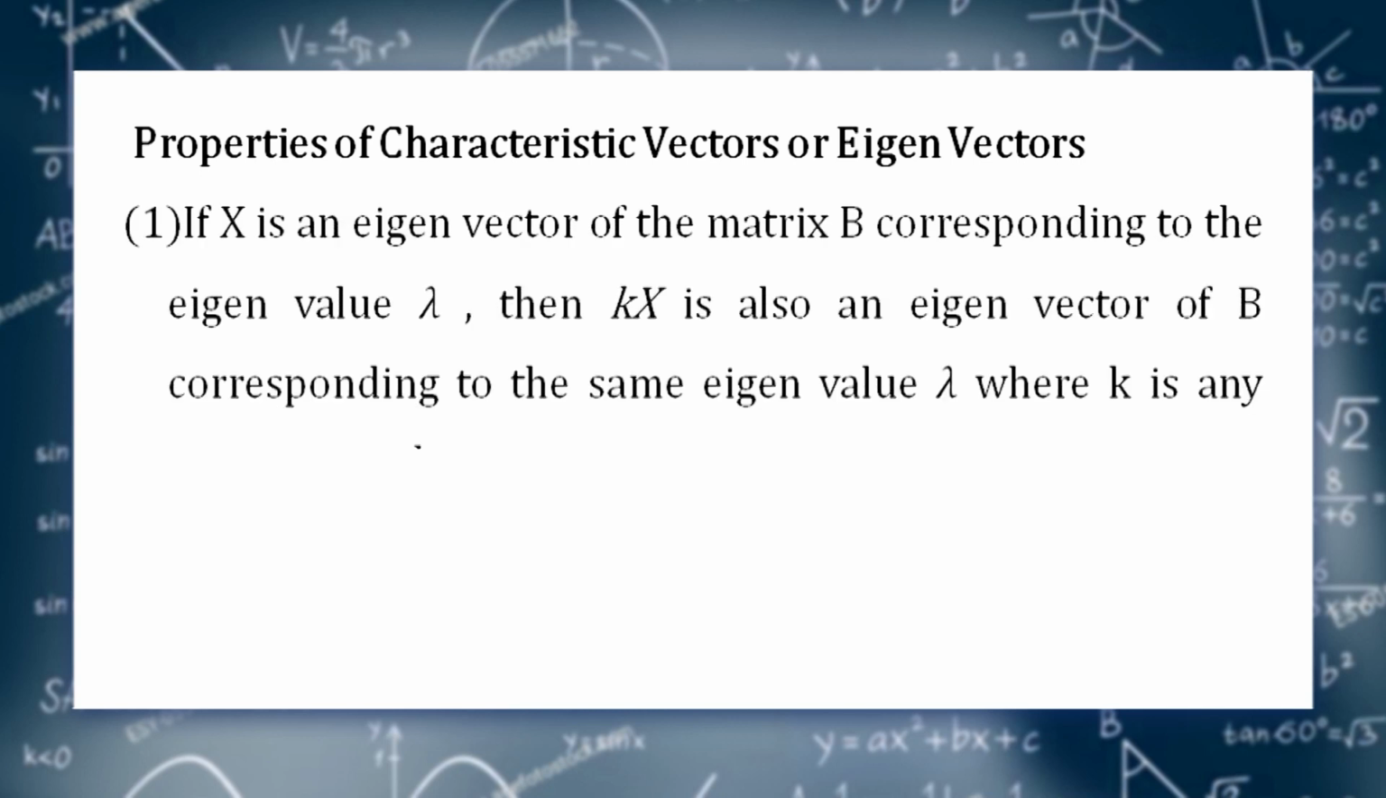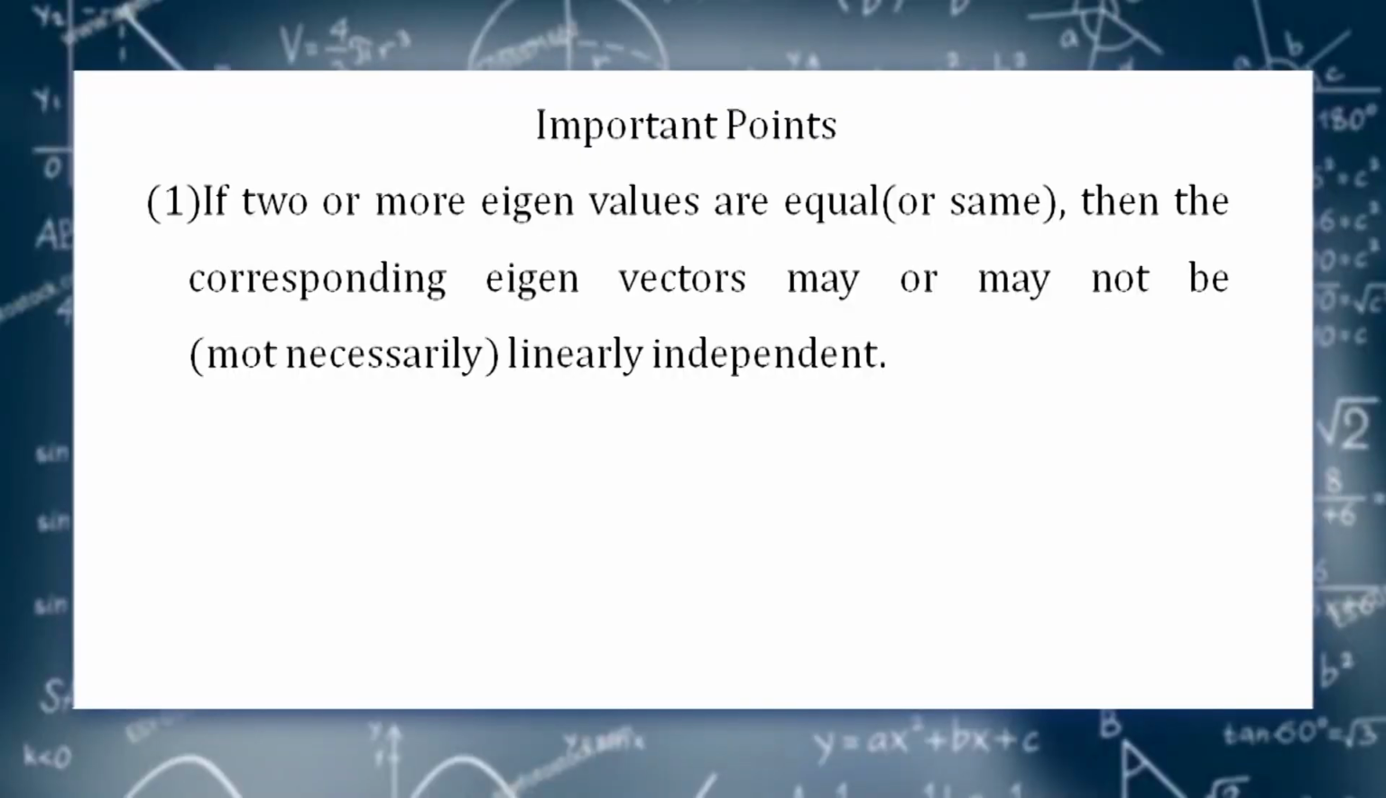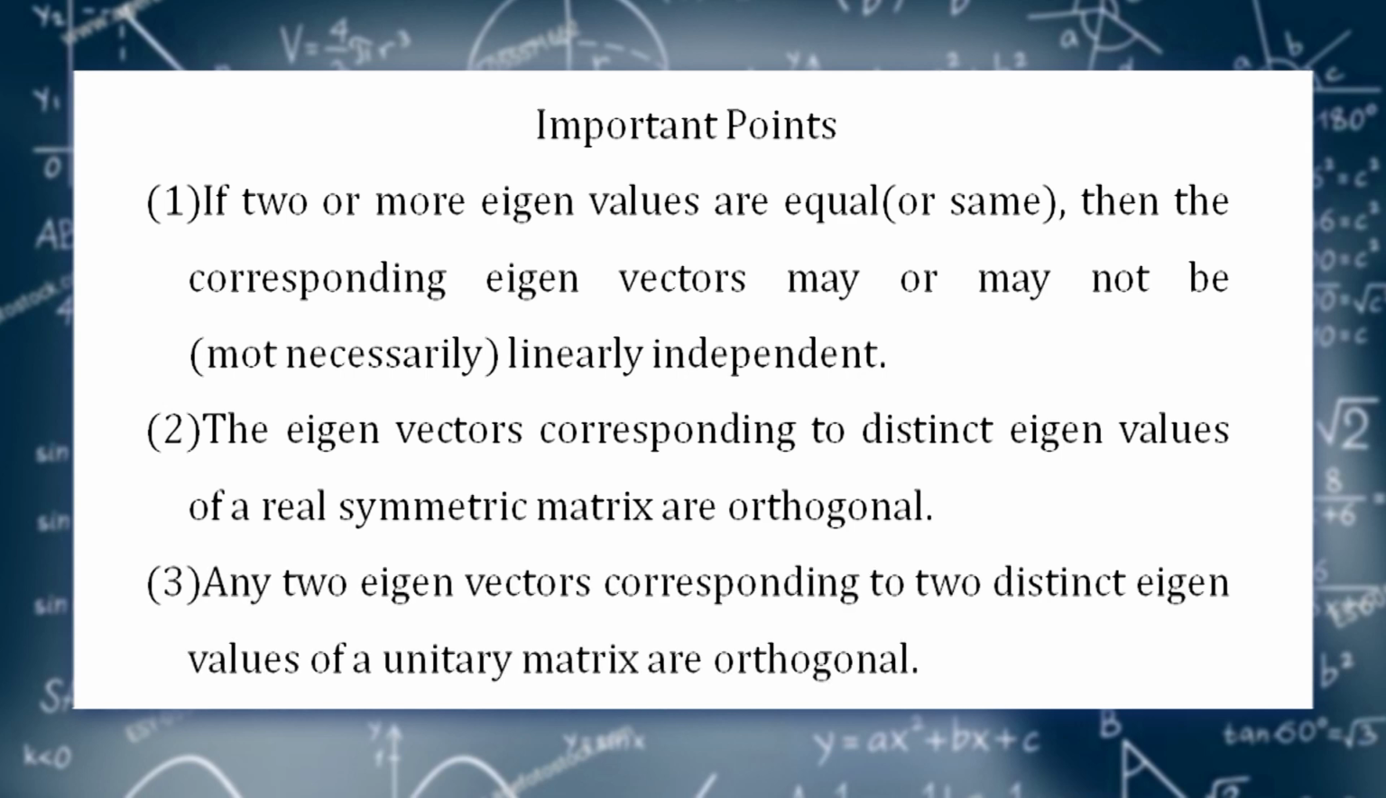If x is an eigenvector of the matrix B corresponding to the eigenvalue lambda, then k into x is also an eigenvector of B corresponding to the same eigenvalue lambda, where the scalar quantity k is any non-zero scalar. The second property of eigenvectors is, if capital X is an eigenvector of any matrix B, then x cannot correspond to more than one eigenvalue of B. Important points related to matrix theory: if two or more eigenvalues are equal, then the corresponding eigenvectors may or may not be linearly independent. Second, the eigenvectors corresponding to distinct eigenvalues of a real symmetric matrix are orthogonal. Any two eigenvectors corresponding to two distinct eigenvalues of a unitary matrix are also orthogonal.